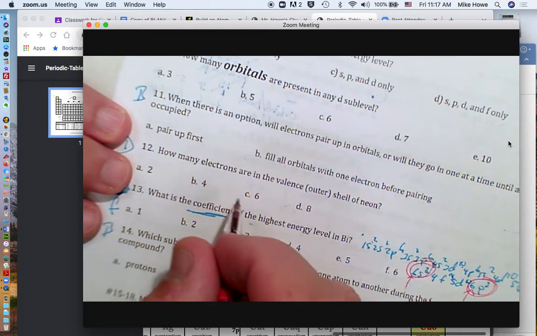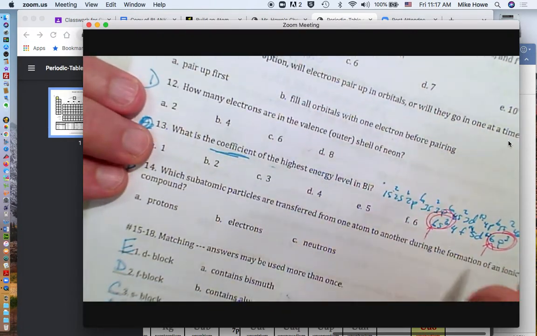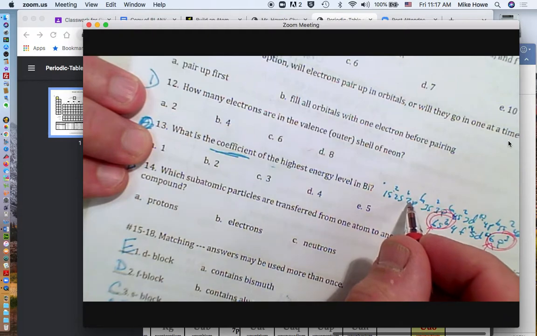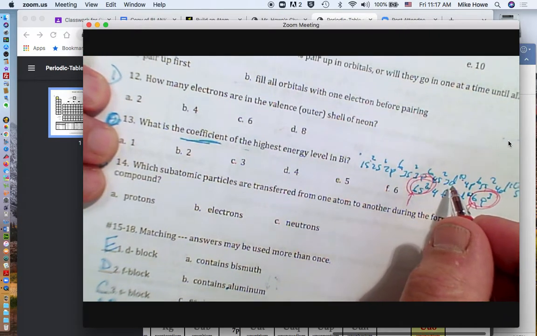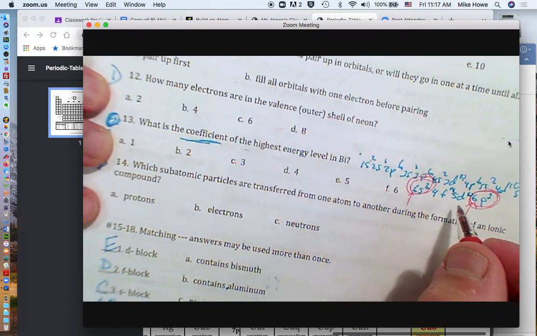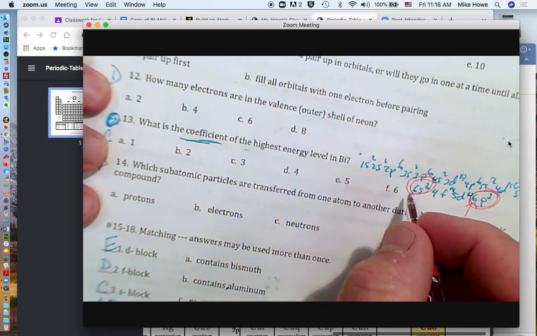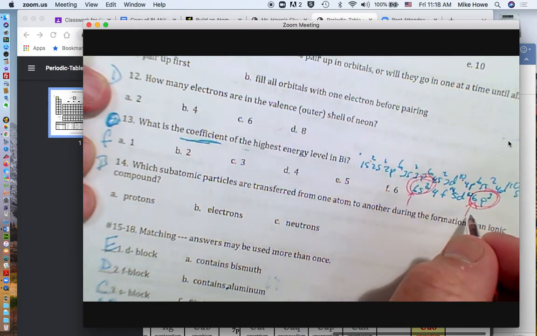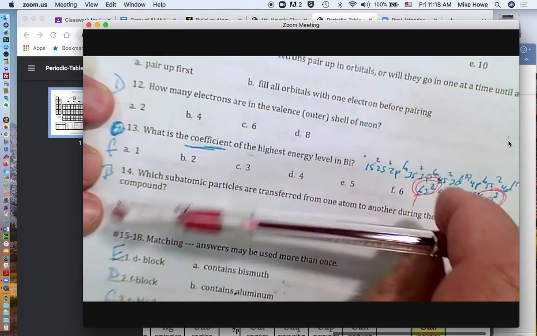Okay. Now, the next question, I wrote out this configuration. It's 1s2, 2s2, 2p6, 3s2, 3p6, 4s2. I'm just going through the diagonal rule. It ends in 6p3. The highest coefficient is the 6. So that's one way to know that.